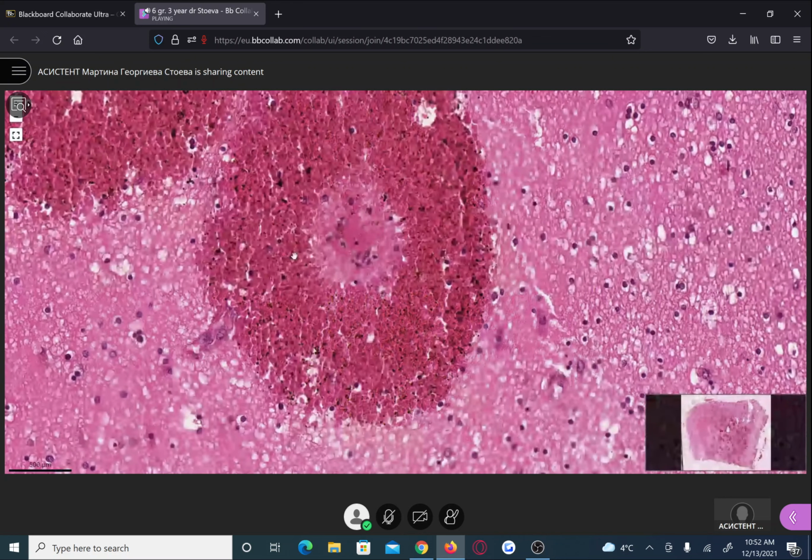So this is the per diapedesis mechanism. The blood vessel wall is still intact, but only with increased permeability.